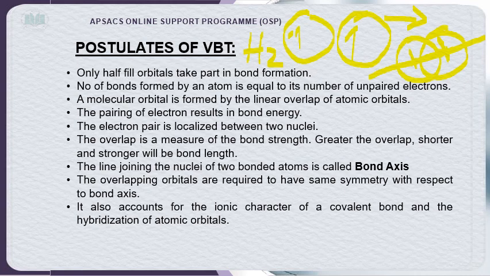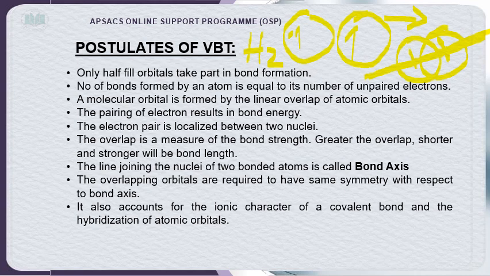Now, the next one is the line joining the nuclei of the two bonded atoms is termed as bond axis. Yes, it is given as I told you earlier. This central axis at which the linear joining of the two atomic orbitals took place to give a molecular orbital is termed as bond axis. Right? Now the overlapping orbitals are required to have the same symmetry. You can see both of them are spherical ones, right? They have the same shapes. Okay.